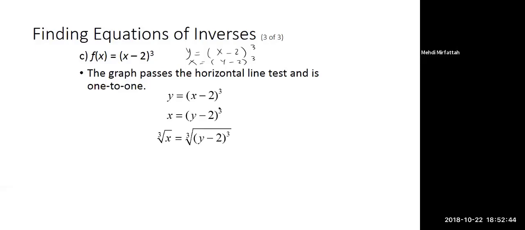To solve for y, I need to eliminate this power of 3 by taking a cube root of both sides, and then just isolate y. You add 2 to both sides of the equation. So y would be equal to 2 plus cube root of x, and that is your inverse.